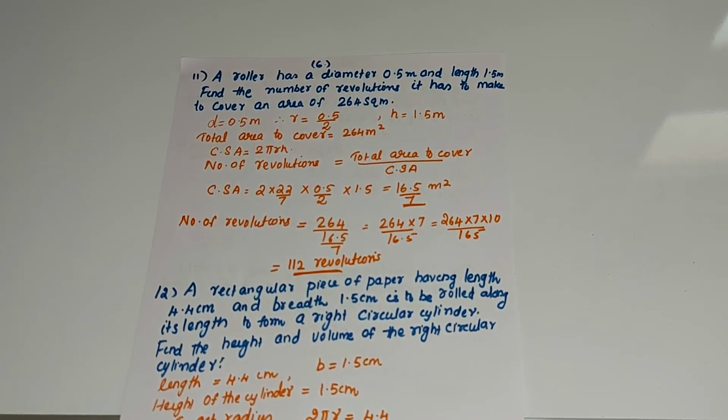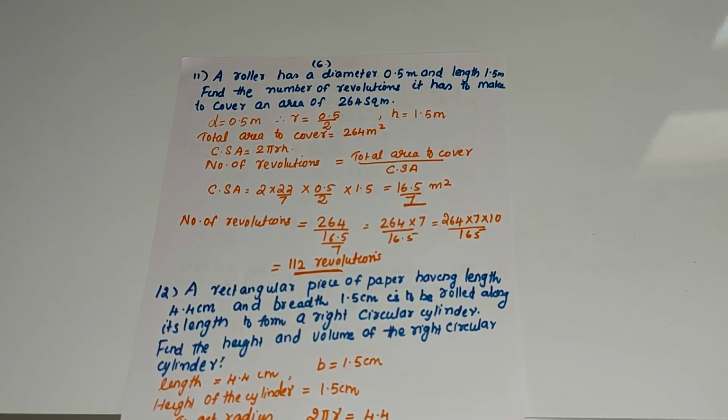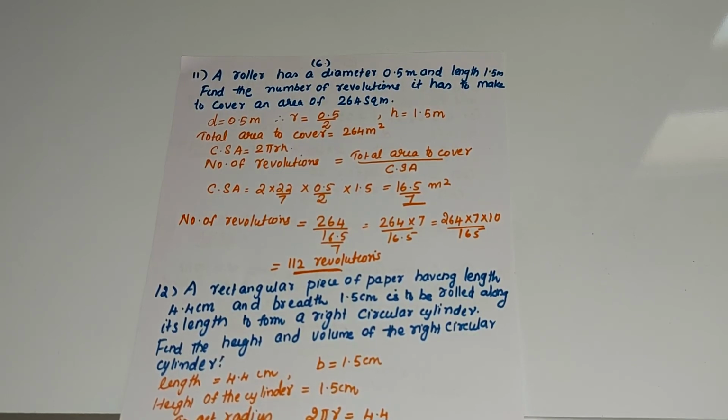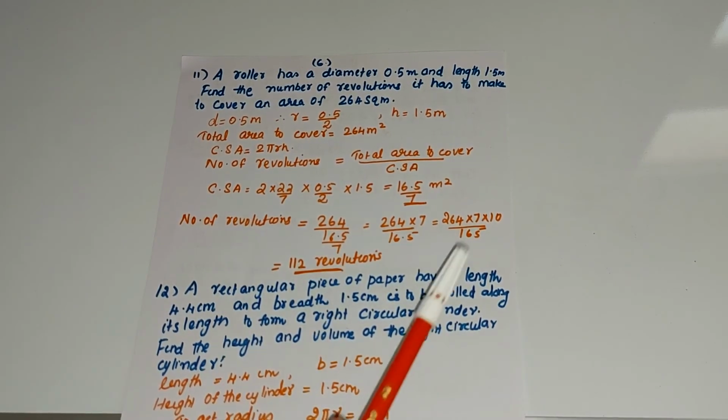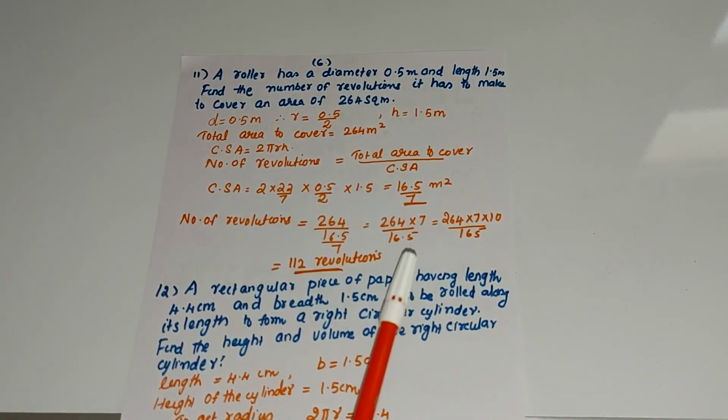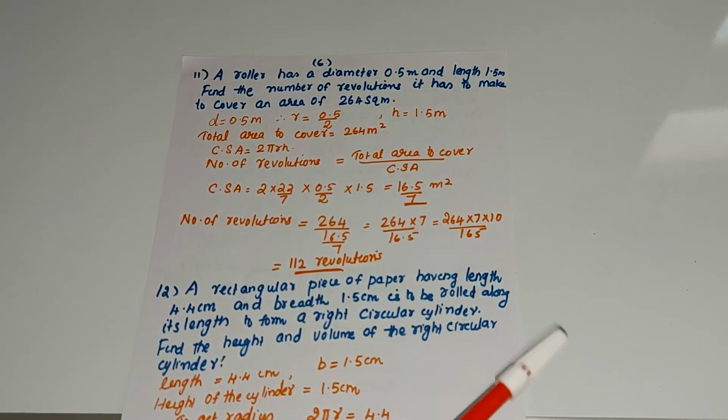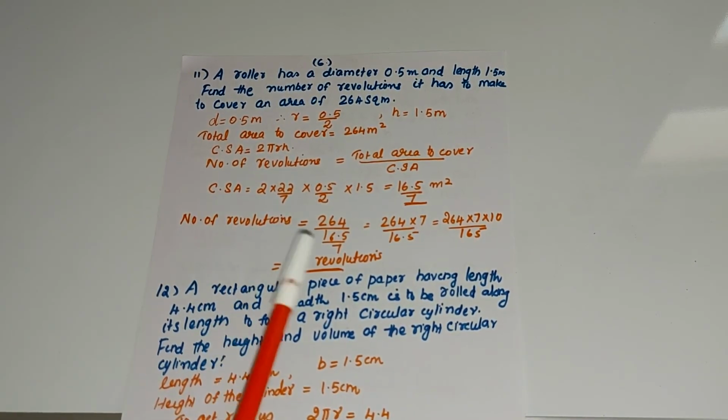We know that the roller is of cylindrical shape. So to get the number of revolutions, we have to find out the curved surface area of that roller, and the total area is given. So to get the number of revolutions, total area divided by curved surface area of that roller. So the formula is number of revolutions equals total area to cover divided by curved surface area of that roller. So first you find out the curved surface area of that roller.